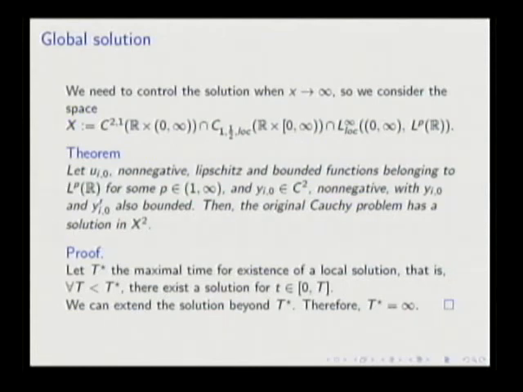To prove that, let T star be the maximal time for existence of the local solution. That is, for all T less than this maximal time, there exists a solution for every T belonging to this interval. So we can extend this solution beyond T star. Okay? Beyond T star. So T star needs to be infinity. So we have the global solution. Unfortunately, this method doesn't give us the uniqueness, only the existence of the solution.